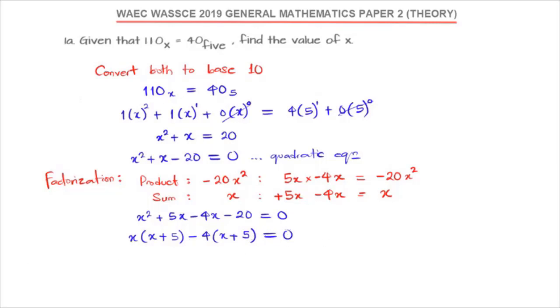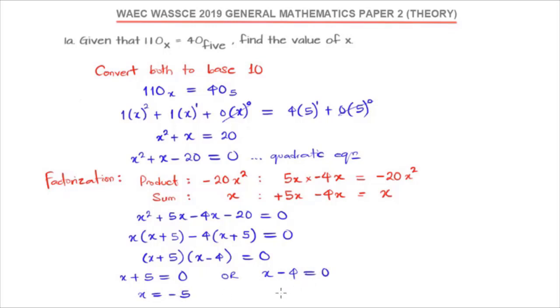Okay, so now we can see that in this entry we have x plus 5 common to the two terms. So if we bring out x plus 5, here it will remain x in the first term. So we have x minus 4 in the second term. So we have minus 4. This is equal to 0. Meaning that x plus 5 is equal to 0, or x minus 4 is equal to 0.